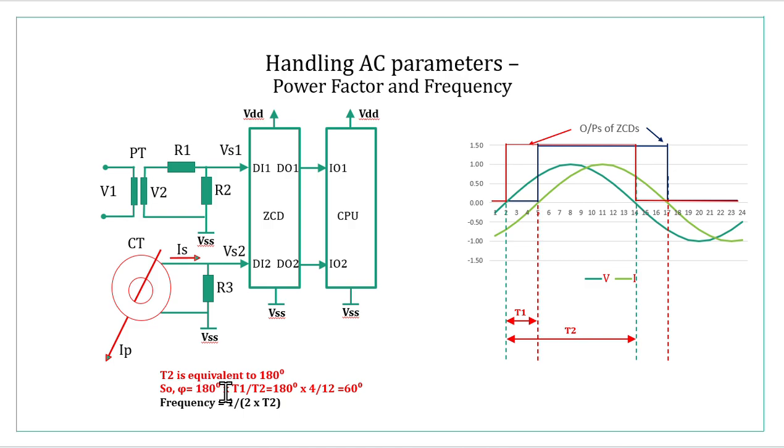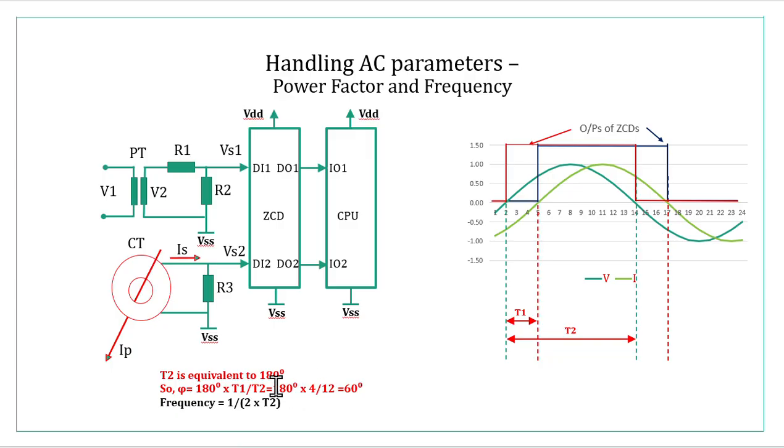And so phi is 180 degrees times T1 upon T2, which gives you 60 degrees. In this particular case, it is 60 degrees. If you know T1 and T2 in general, you can find out phi by this method. So you will know phi, and from phi, you can extract cos phi, right?